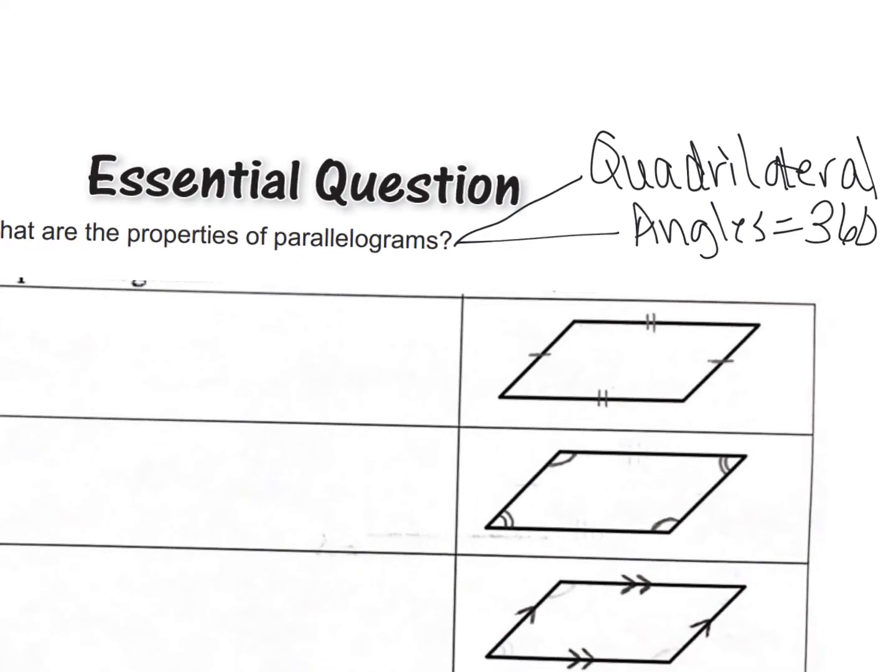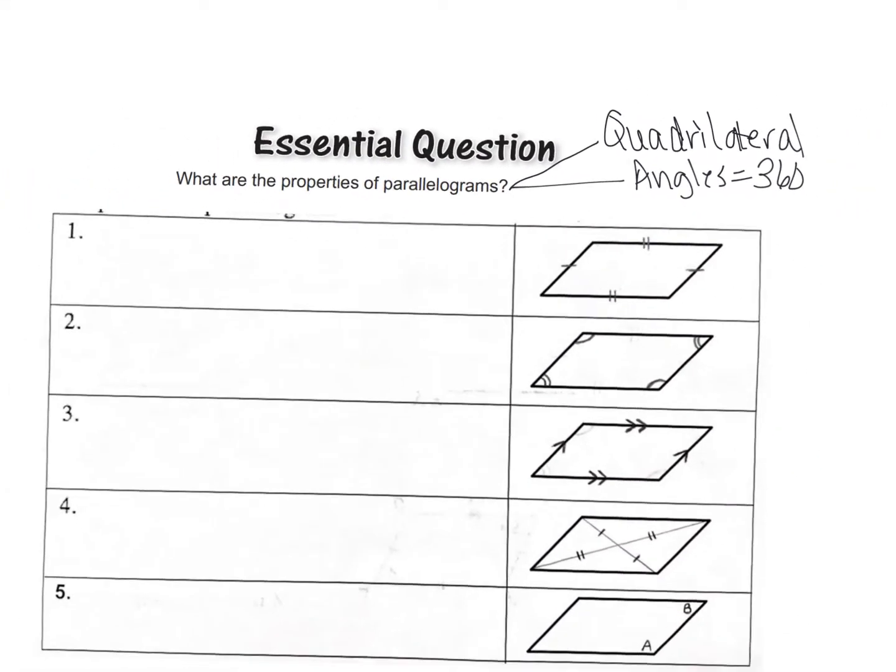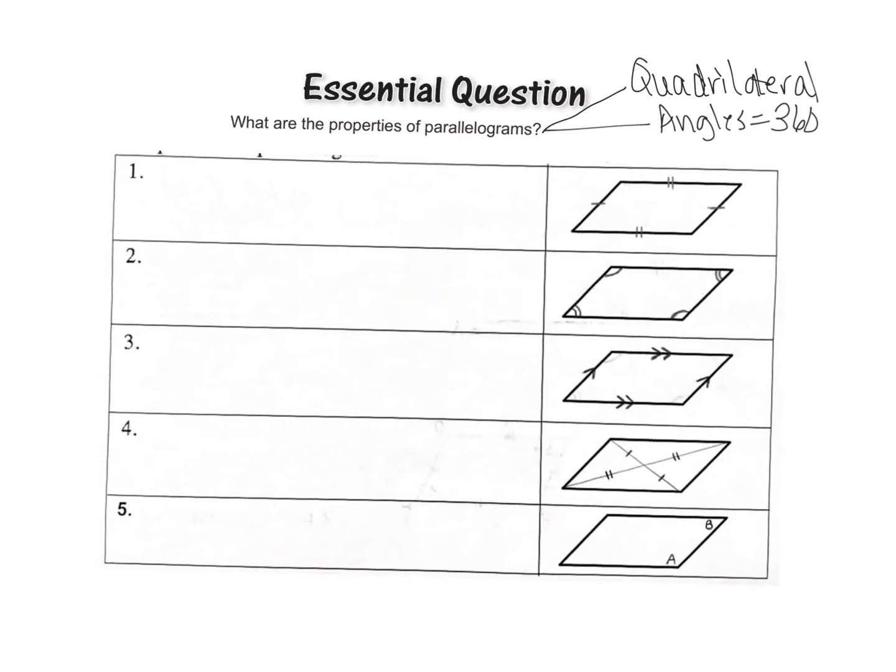However, there's a couple of other things to know about it. Parallelograms specifically are different from quadrilaterals. Well, they are quadrilaterals, but they have some properties that are specific just to them. So what we're going to do is list five of them out.